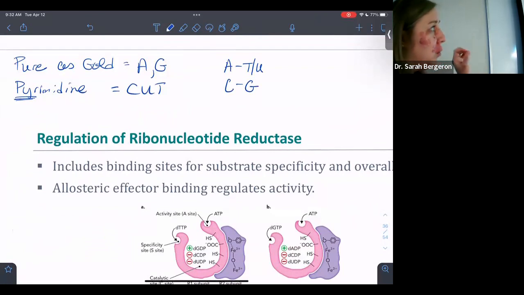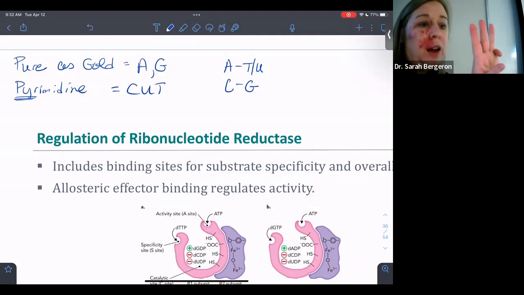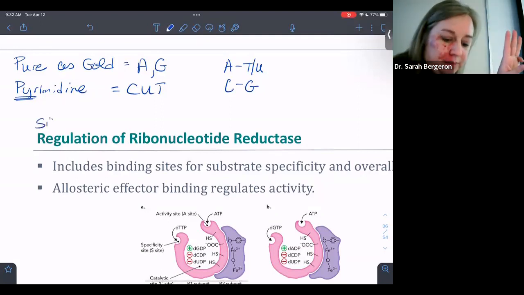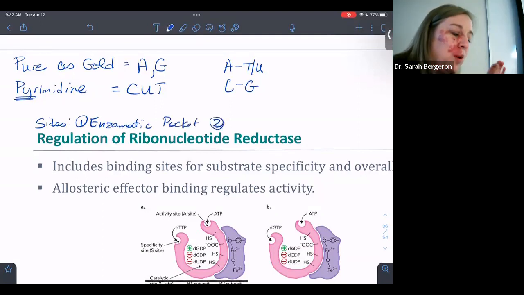So how do we regulate which one of these we need to make? Well, the ribonucleotide reductase has 3 sites, really. Okay, it has an enzymatic site. One is the enzymatic pocket. The second site is a regulatory site. So they call this the substrate specificity site. They call it the S site.